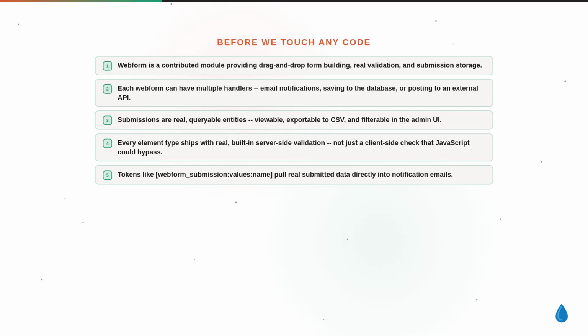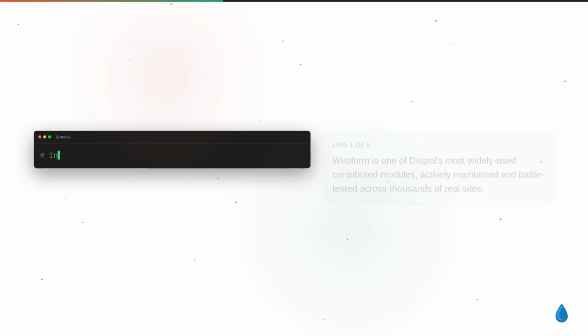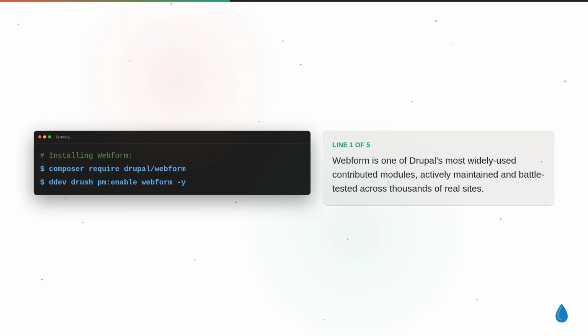Every element type ships with real, built-in server-side validation, not just a client-side check that JavaScript could bypass. Tokens like webform_submission:values:name pull real submitted data directly into notification emails. Webform is one of Drupal's most widely used contributed modules, actively maintained and battle-tested across thousands of real sites.